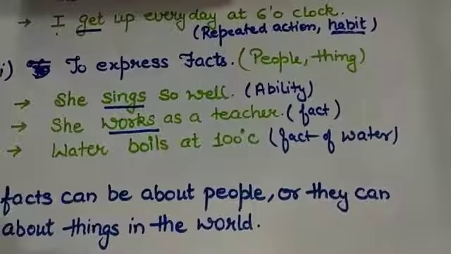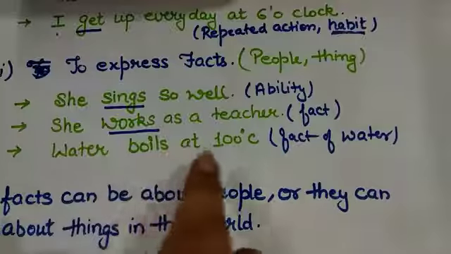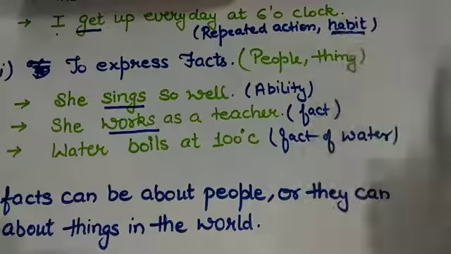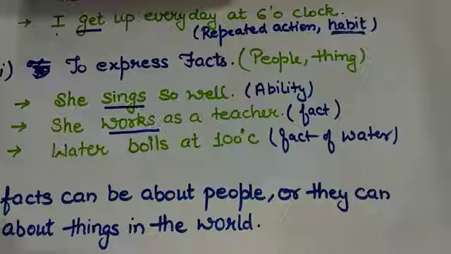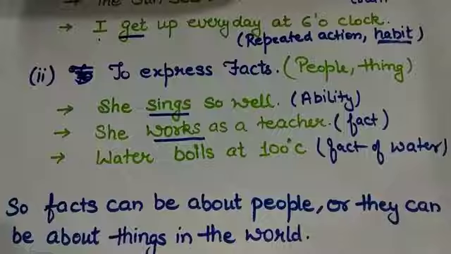I want to clear one thing here, that facts can be about people or they can be about things in the world. Like as I've used, water boils at 100 degrees Celsius. Now, this is a fact about water. So, they can be about anything in the world. So, these were the main uses of simple present tense.